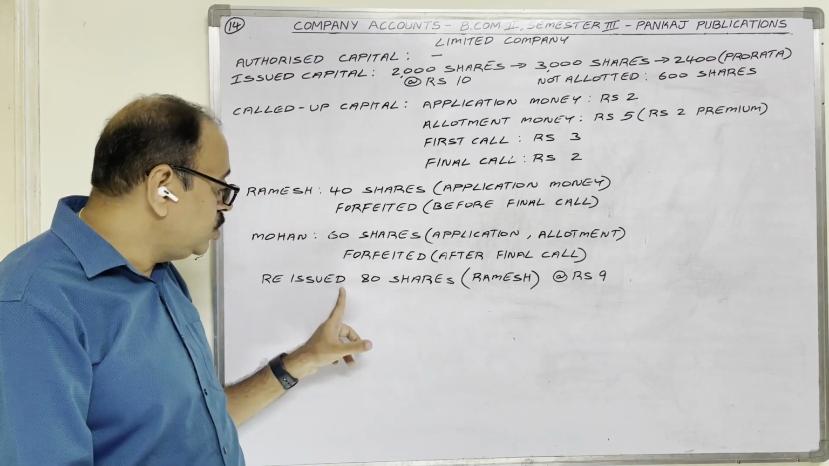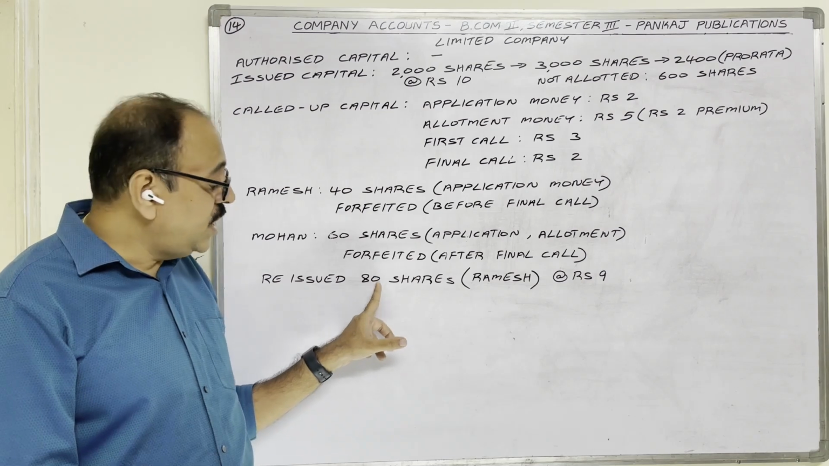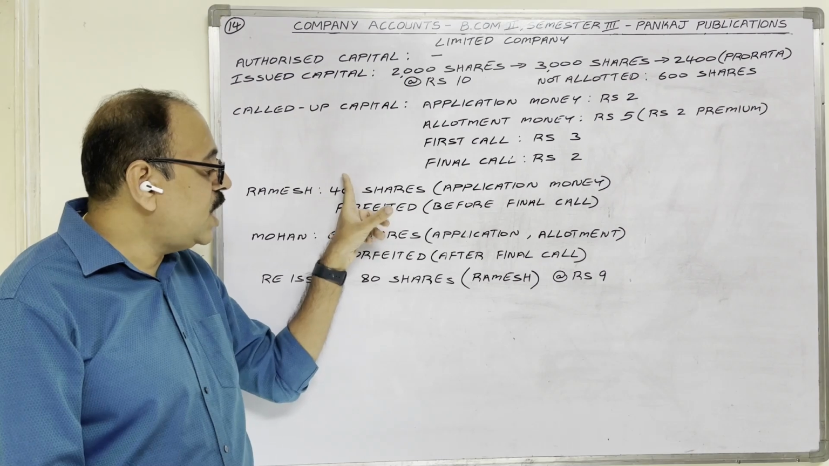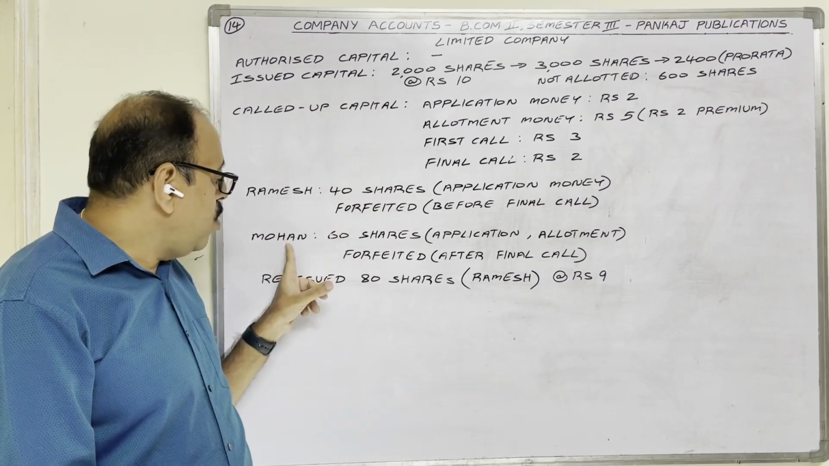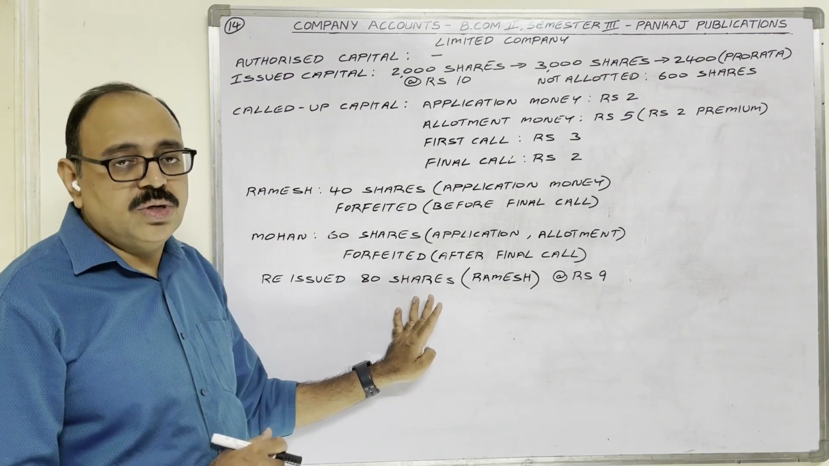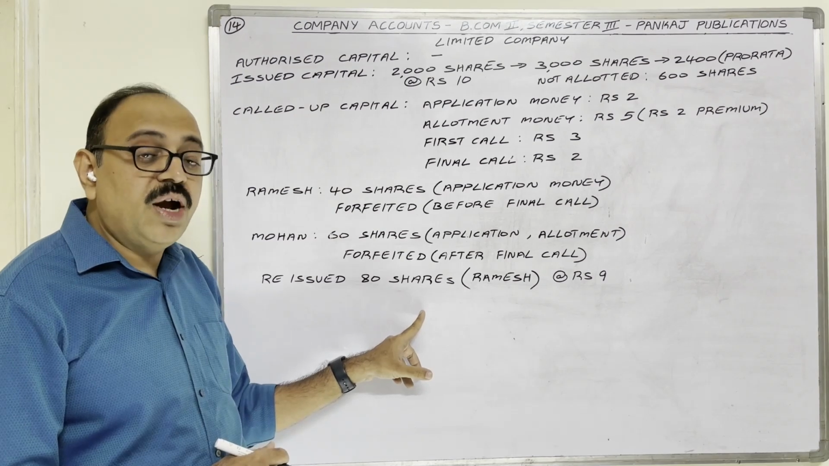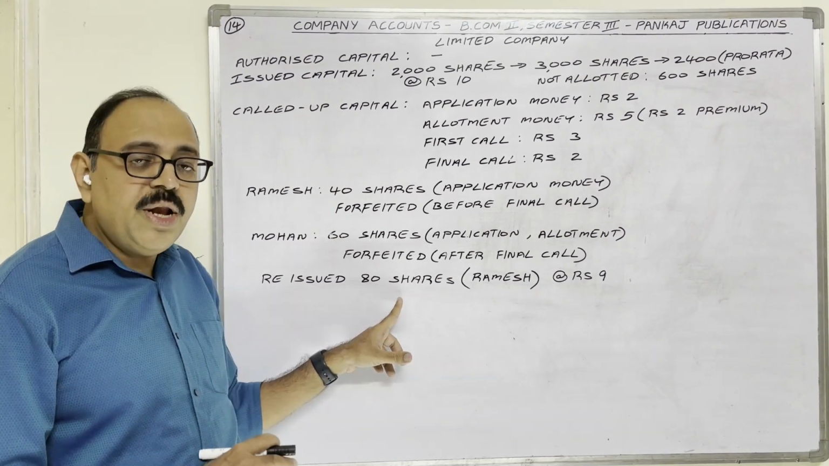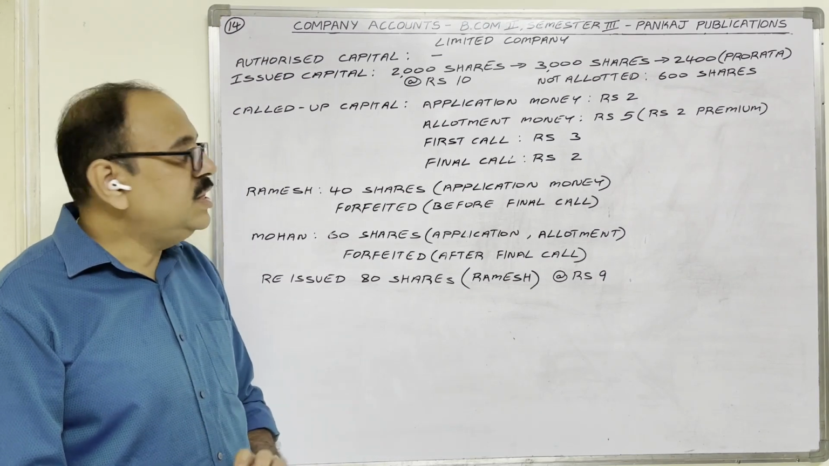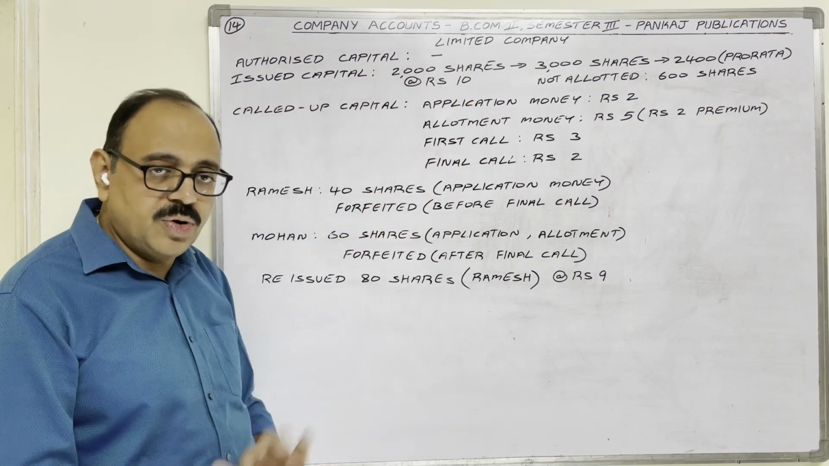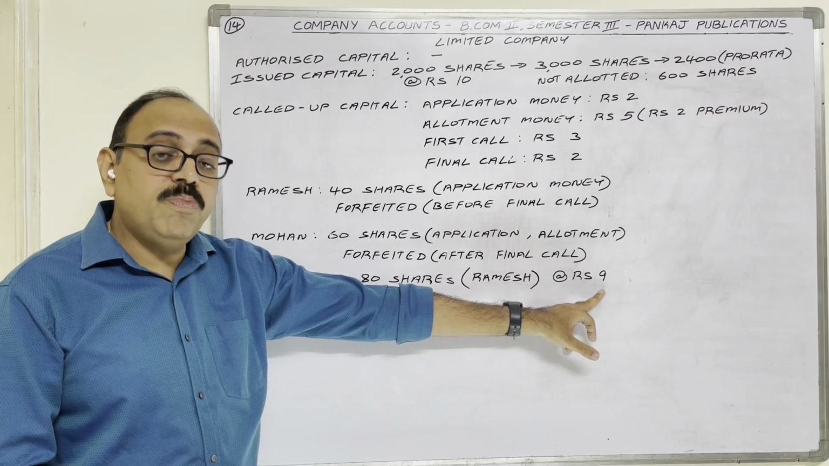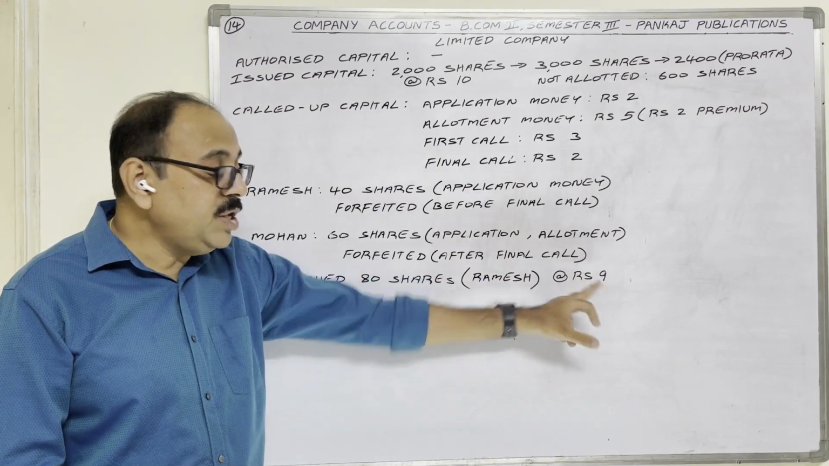The company reissued 80 shares. In these 80 shares, Ramesh's shares are included, which means 40 shares are reissued and Mohan's shares are 60. Of the 60, only 40 the company reissued. So 60 minus 40, 20 shares are not reissued. The company issued these forfeited shares as fully paid. In the books, the company writes that the face value of one share is 10 rupees only, but the company issued them for 9 rupees. So the reissue discount per share is 10 rupees minus 9 rupees, 1 rupee.